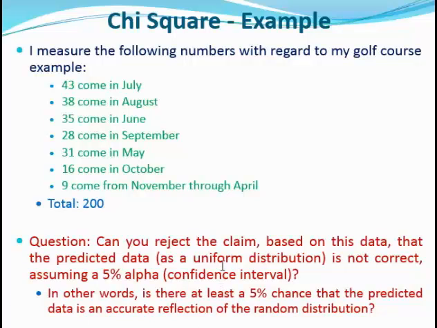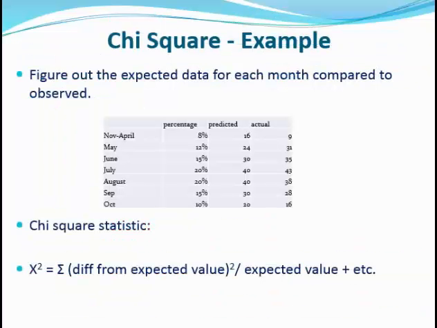So the question is, can I reject the claim based on this data that the predicted data is correct, assuming a 5% alpha, which is really the same thing as 95% on the other side, obviously. In other words, is there at least a 5% chance that the predicted data is an accurate reflection of the random distribution, or the alternative would be there's a 95% chance that it is not?